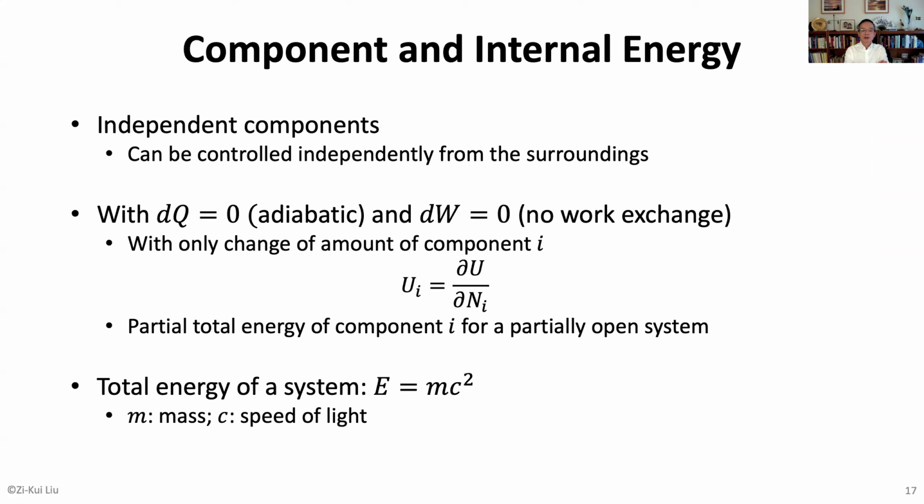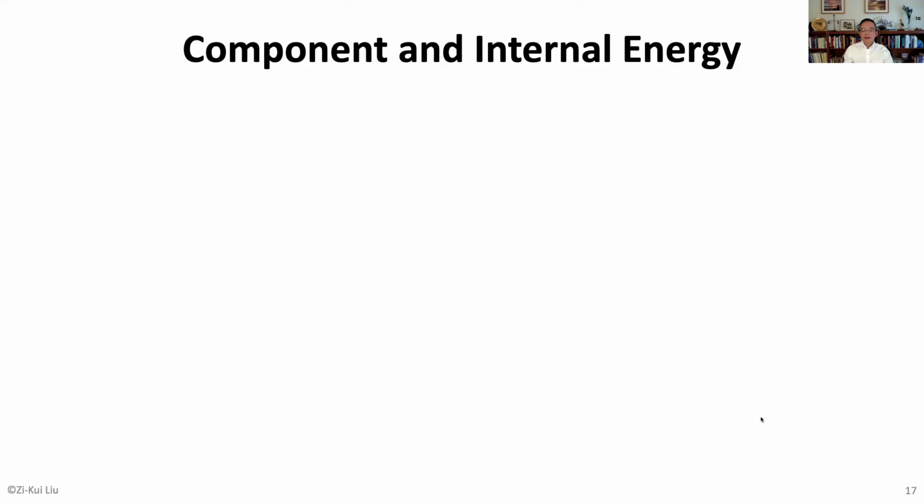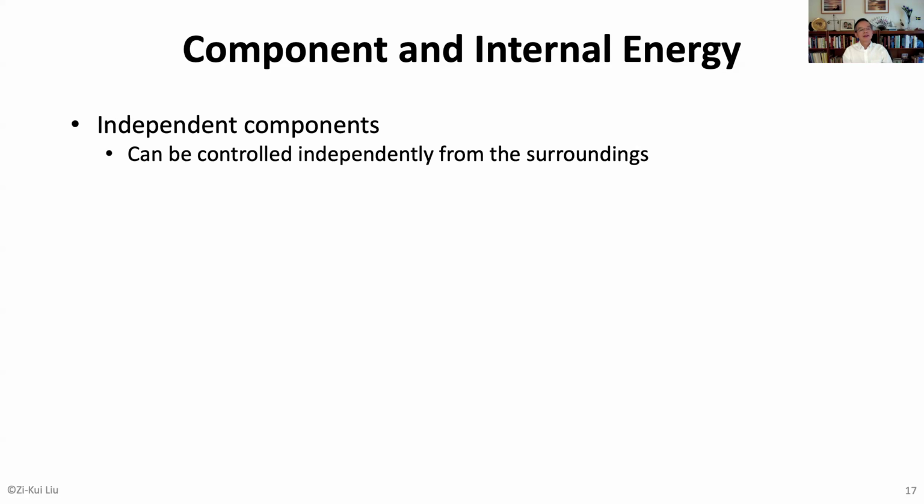The last thing I have to talk about is the components and the internal energy. We have to be clear that the summation is over independent components. That means they can be controlled independently from the surroundings. I just added animation for this slide, so it won't distract you too much. Here we talk about the components and the internal energy. The components we talk about here are independent components, meaning they can be controlled independently from the surroundings or from the system.